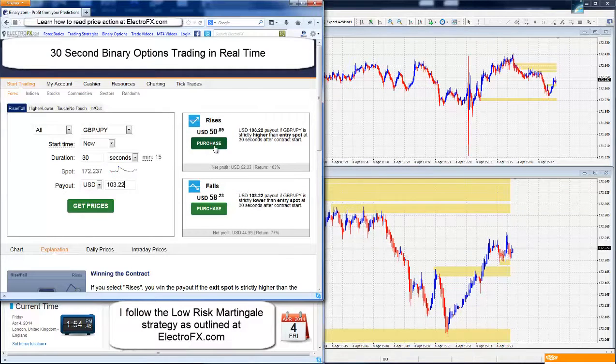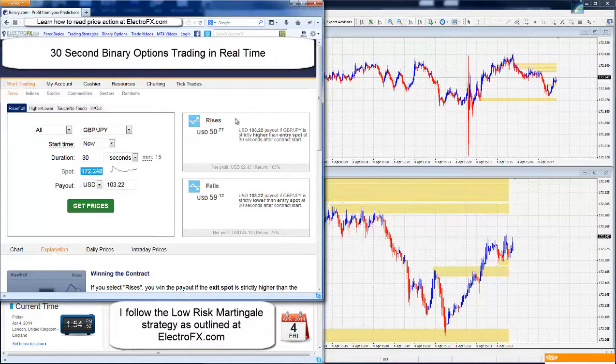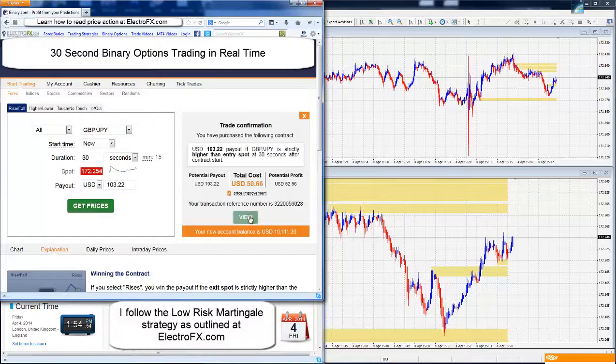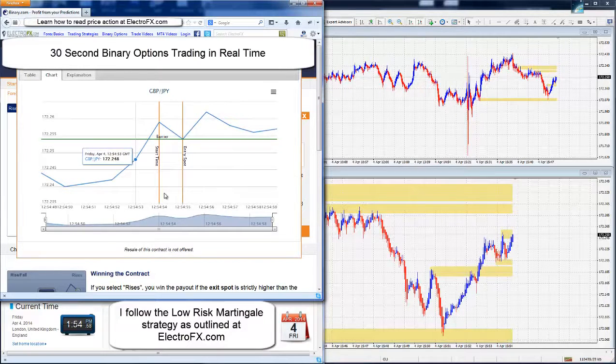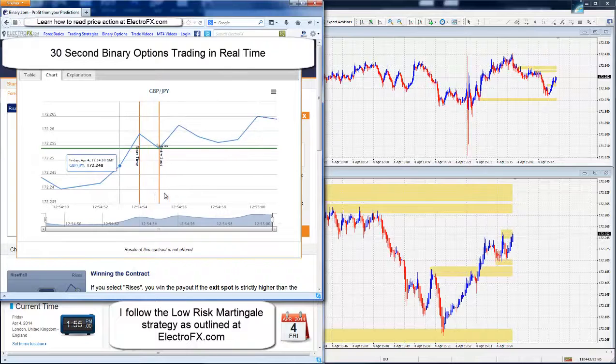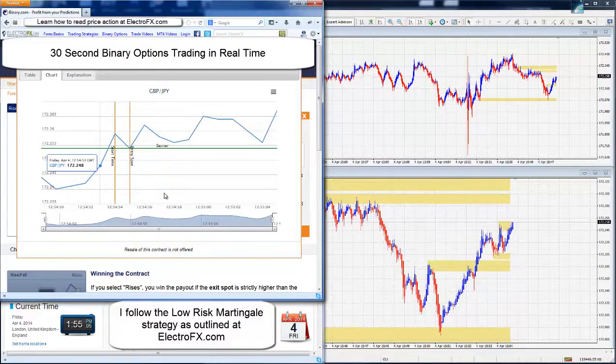And this actually wants to go up now. I saw a lot of intent there, so I'm going to go for that. Just following the intent, following what I see. And if you want to know how I read price action, like I've said, it's all outlined at my website.